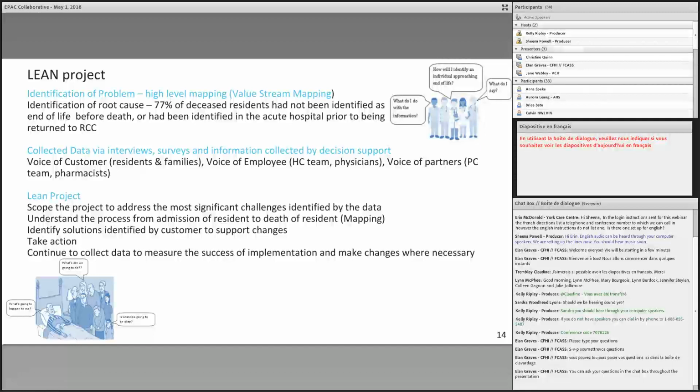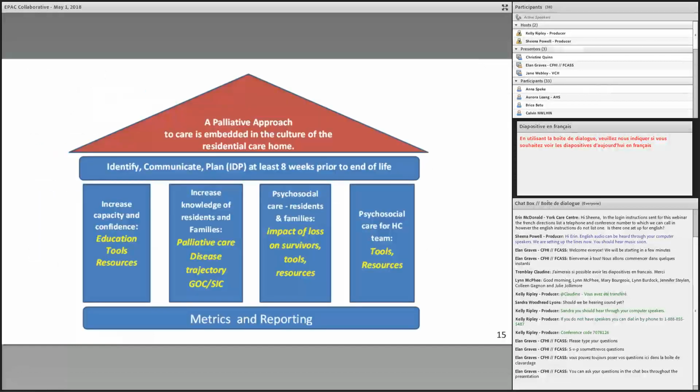The root cause was that 77% of people had not been identified as being at end of life before they died, and they'd never had a conversation with anyone. So using that voice of the customer, we built a working group, we brought everybody together, and we started mapping what people told us they want, understanding the process from admission to the death of a resident, understanding the process of the family's view of how that went, and started to look at what we could do to change it.